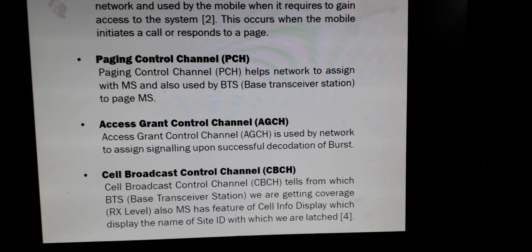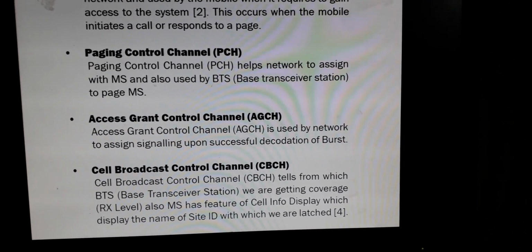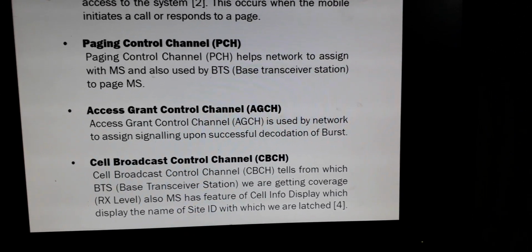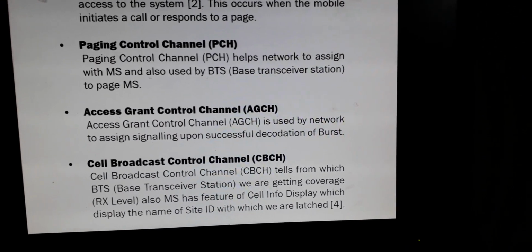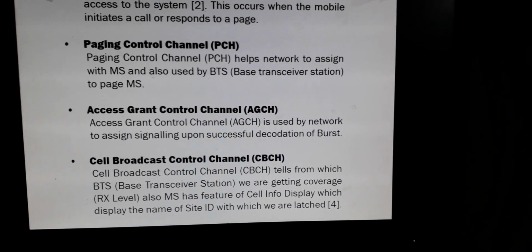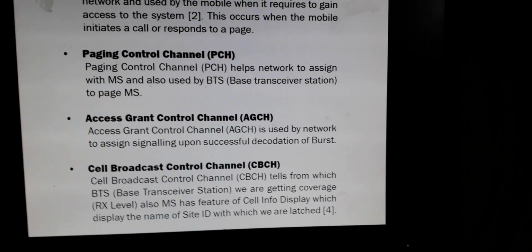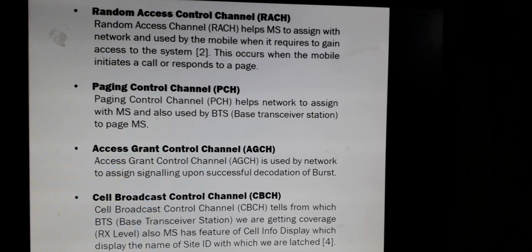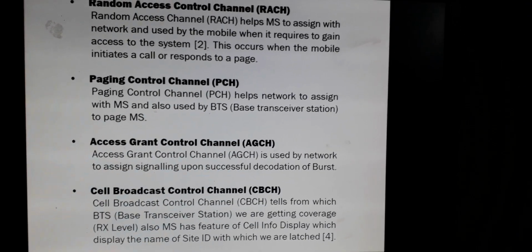The paging channel always helps to reach the MS and is used by the BTS. The access grant channel is used by the network to assign signaling upon successful decoding of the burst. A burst means a number of bits. Decoding a burst means getting the information and getting access to the mobile network. So RACH and AGCH work together. RACH gives access to the system, and the access grant channel provides the exact access to the system by taking the bursts and decoding them.